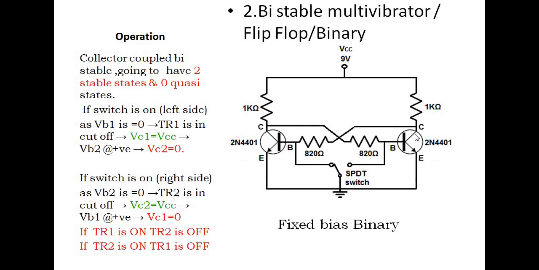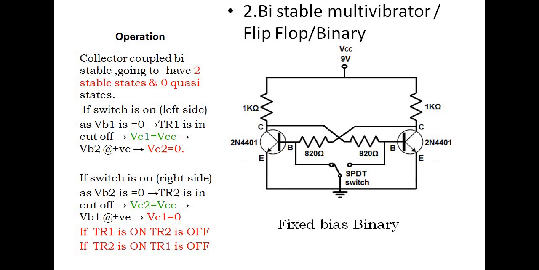So VB2 is in saturation, output is 0. Now you move this switch to the right hand side. If the switch is on to the right hand side, as VB2 is 0, right? We are moving the switch to the right hand side. This is nothing but the VB2 right hand side transistor, we are naming it as TR2. So VB2 is 0. This right hand side transistor is in cutoff. So the opposite transistor is in saturation.